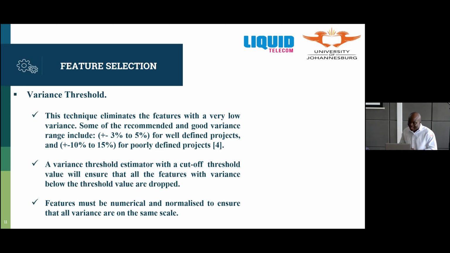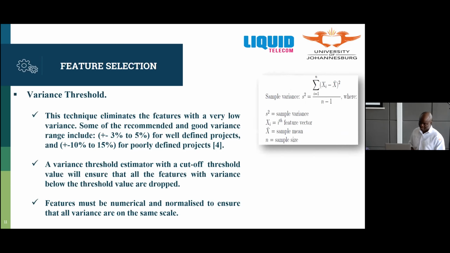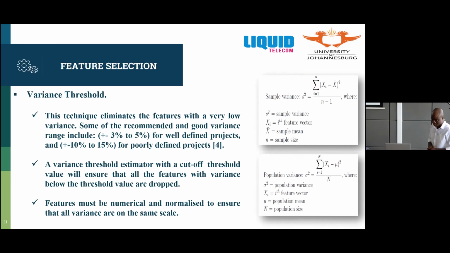And then you must normalize, very important to ensure that the variances are on the same scale. There we go. So that is just a definition for sample variance. Everyone is familiar with this. And in terms of population variance, that's what you're going to do. So depending on the data set that you're working with, you want to use one over the other.